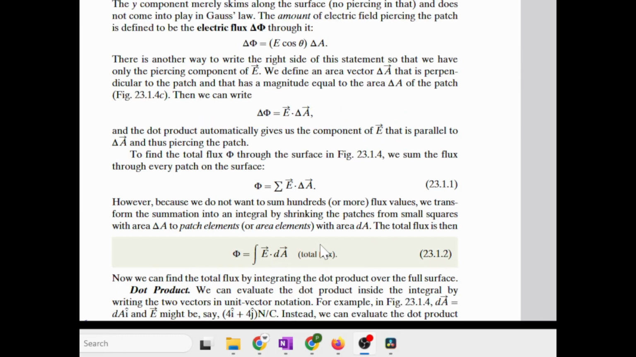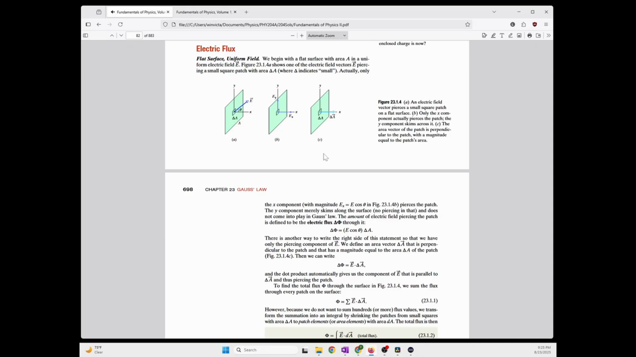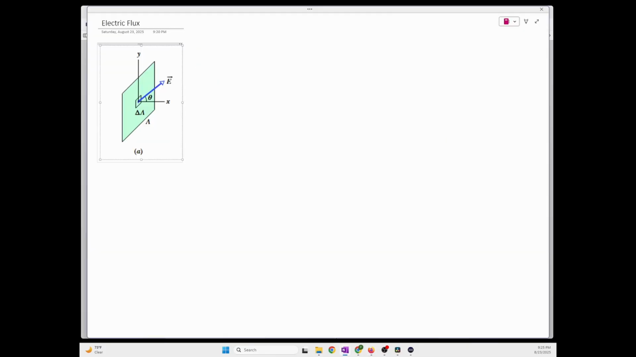And if we take the limit, then the electric flux will be defined as the integral of the dot product between E and dA. Let's come back to take a closer look at these three diagrams, and we will start from part A. Part A is our assignment. What we're supposed to do is to find out the electric flux for the situation given in the diagram.